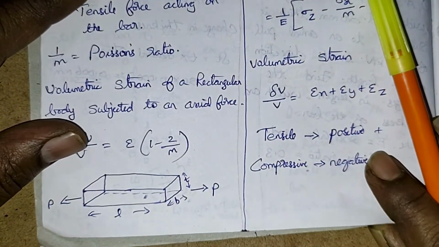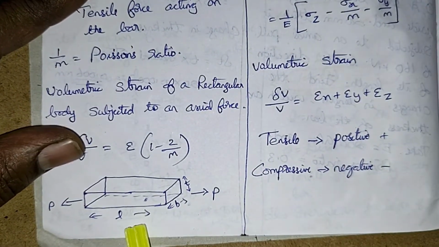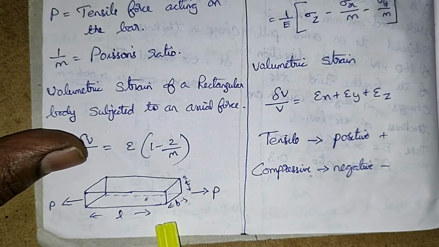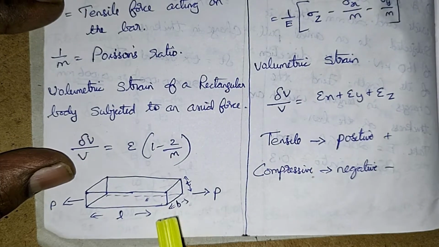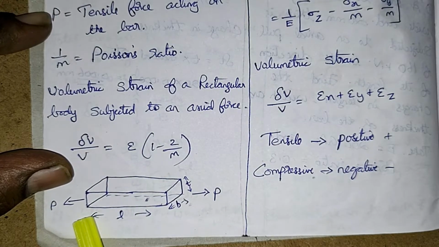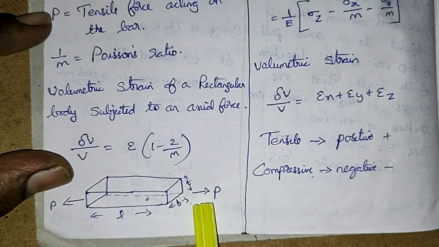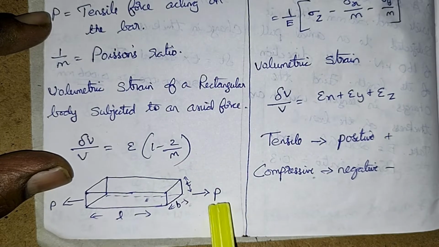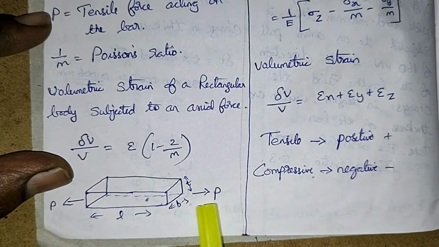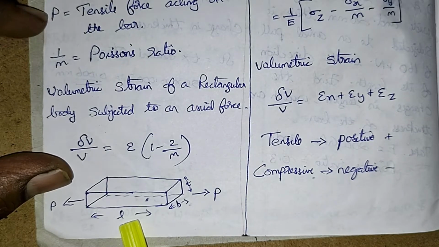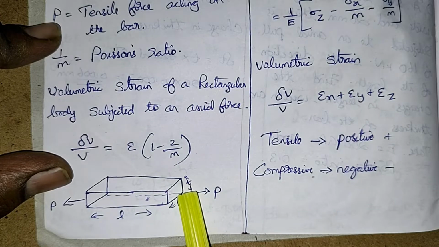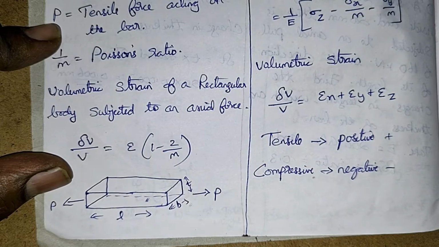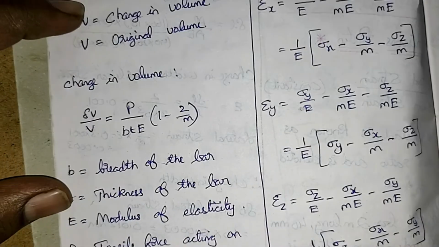Okay, so now we'll see with the help of this diagram. Just concentrate on this diagram. This is the length of the bar. This is a rectangular body. P is the tensile force acting on both the sides. L is the length, B is the breadth of the bar, and T is the thickness of the bar.